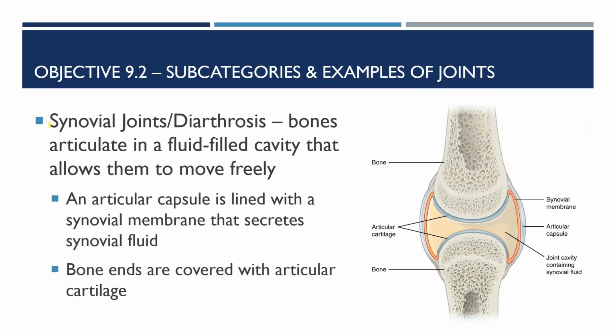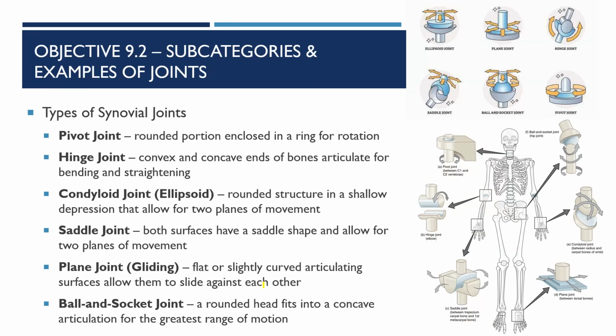And then we have our third grouping, which is your synovial joints. Remember, these are the ones that are in a synovial cavity with synovial fluid, and these are the ones that are freely movable, so they kind of go together. We have a capsule lined with that synovial membrane. Those bones are covered in articular cartilage to help keep them from rubbing together, and these guys are going to be moving quite a bit.